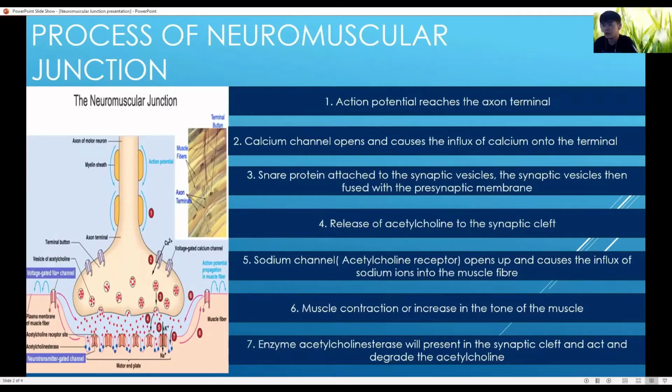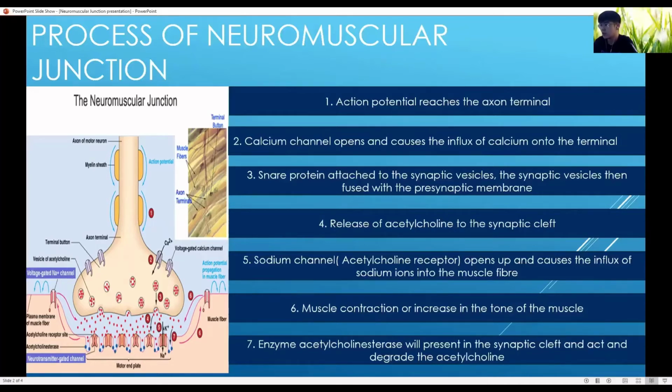Today I am going to talk about the process of neuromuscular junction. As you can see, this is our neuromuscular junction. Firstly, the action potential will reach the axon terminal. Then this action potential will react with the calcium channel. The calcium channel opens and causes the influx of calcium into the terminal. This calcium will activate the SNARE protein, which will attach to the synaptic vesicle. Then the synaptic vesicle will fuse with the presynaptic membrane.